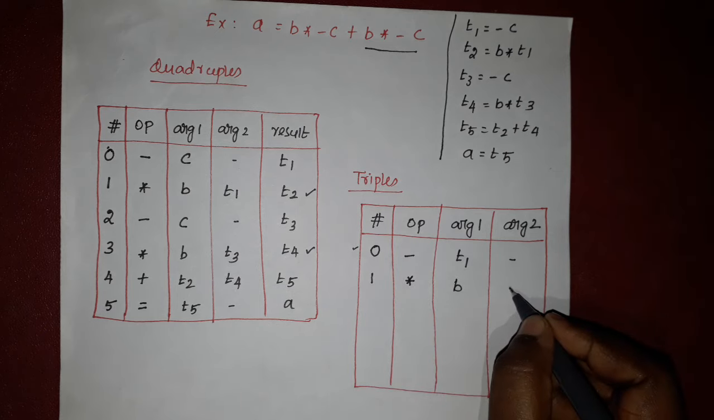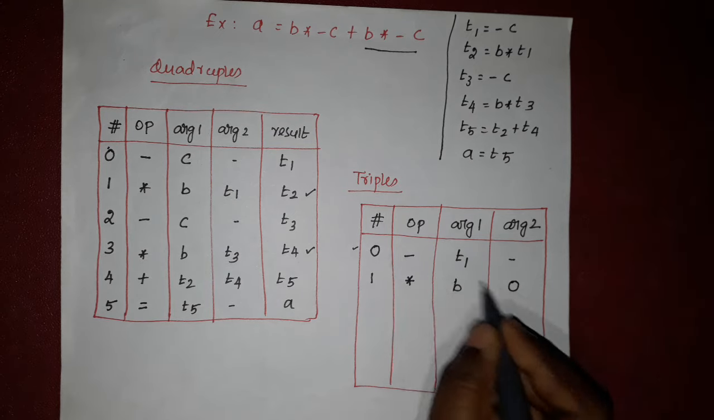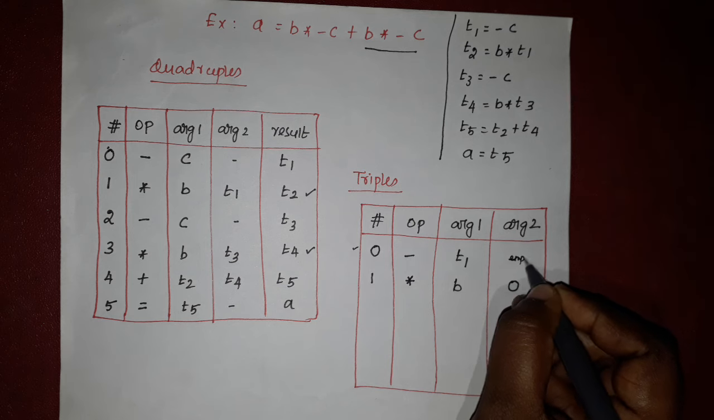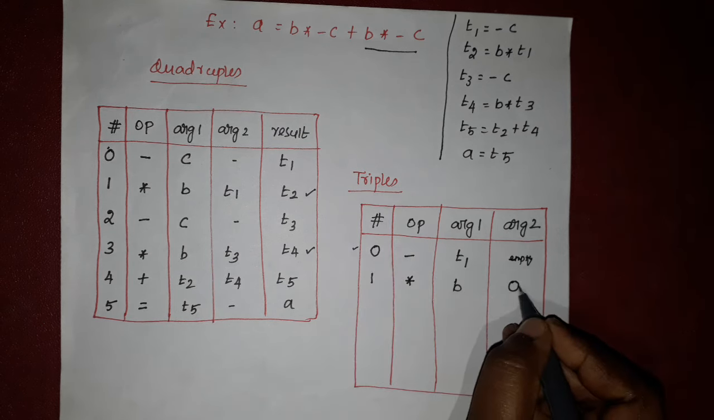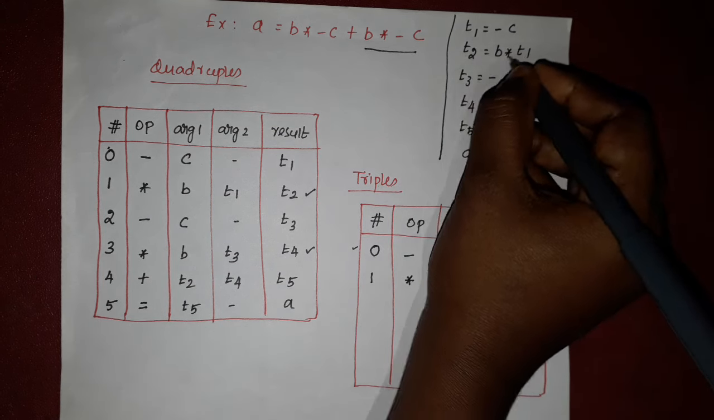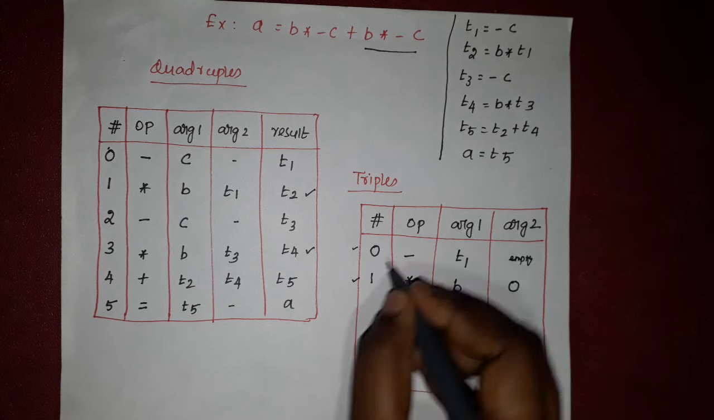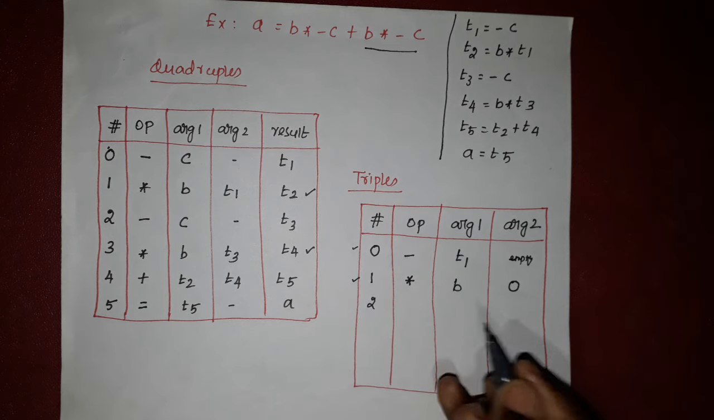So I am going to write the index value 0 in the argument 2 column, because index value 0 consists of minus C, and this minus C will be stored in 0. So I am going to write 0 as the second argument. So here the result will be stored automatically in index 1. Then the next index value will be 2.